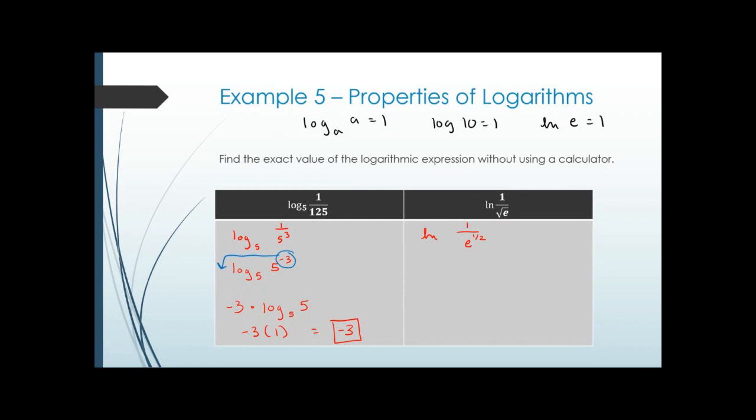Then I'm going to use the same trick where I'm going to make that have a negative exponent. So that's e to the negative 1/2. Then that exponent can go in front and be multiplied. So that would be negative 1/2 times the natural log of e. And then the natural log of e is just 1, so that's going to be negative 1/2.